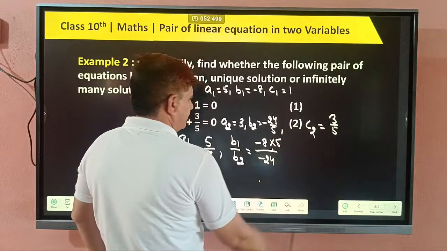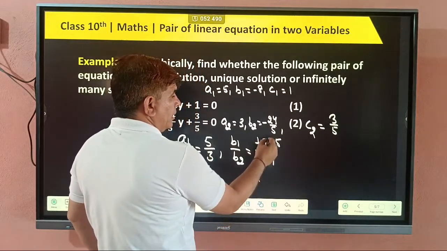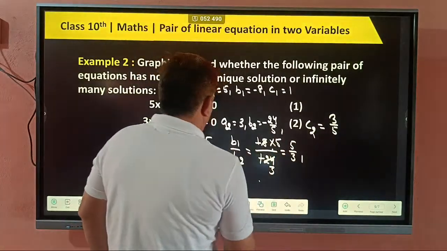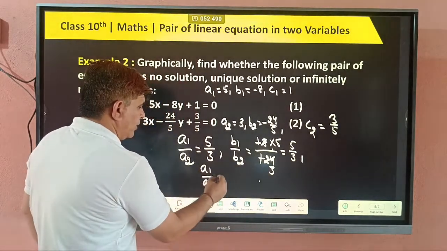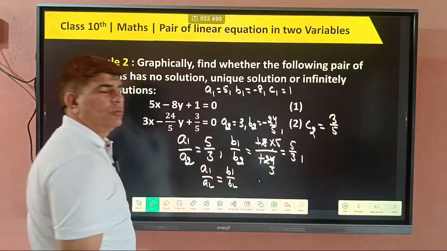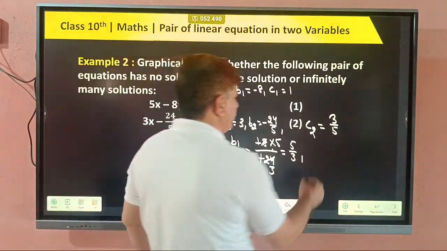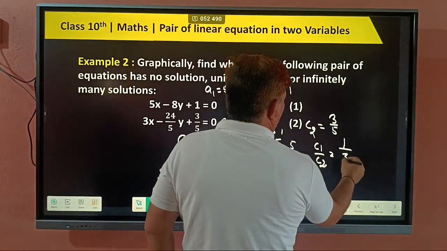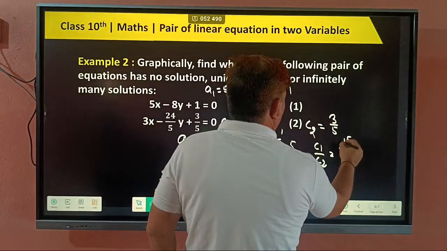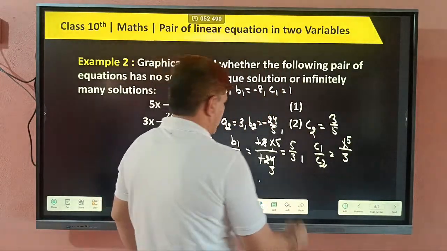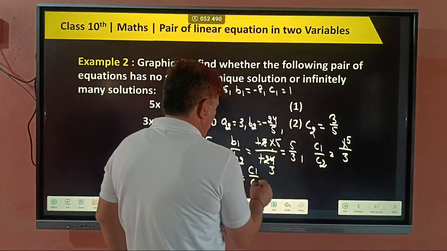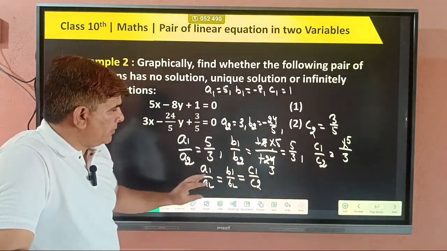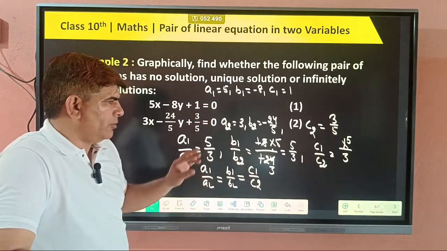The 5 goes here, so this cancels. 8 3s are 24. So it means 5 by 3. So A1 by A2 equal to B1 by B2. Now checking C1 by C2. C1 is 1 by 3 by 5, by 5. It means C1 by C2 is also 5 by 3. What does it mean? A1 by A2, B1 by B2, C1 by C2.